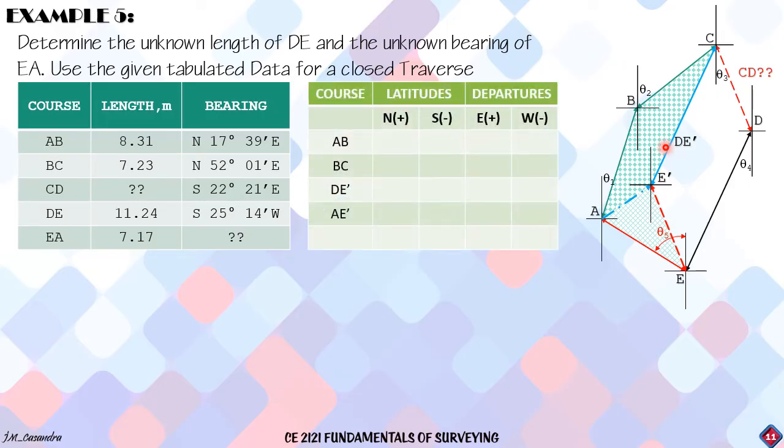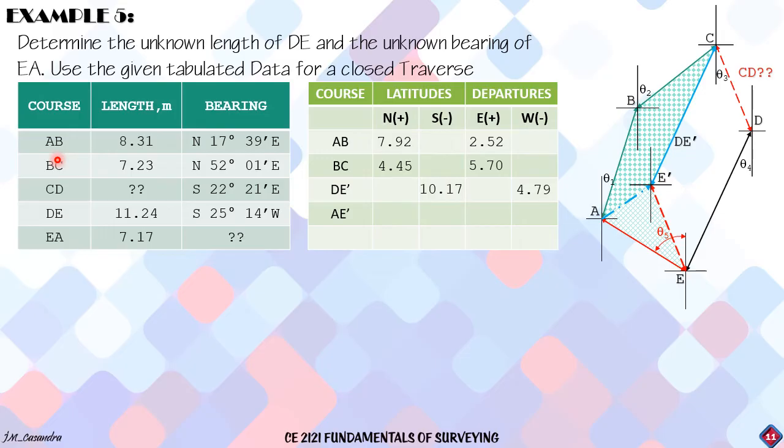So for our latitudes and departures, let's solve. We have AB is 7.92, BC latitude is 4.45, and then we have DE prime is 10.17, since we know DE. Then we have an unknown AE prime. So next, we solve for the departures. For AB, we have 2.52, BC is 5.70, DE prime is 4.79.